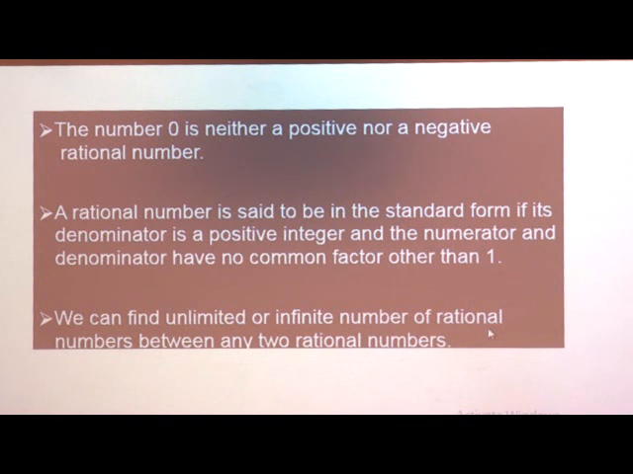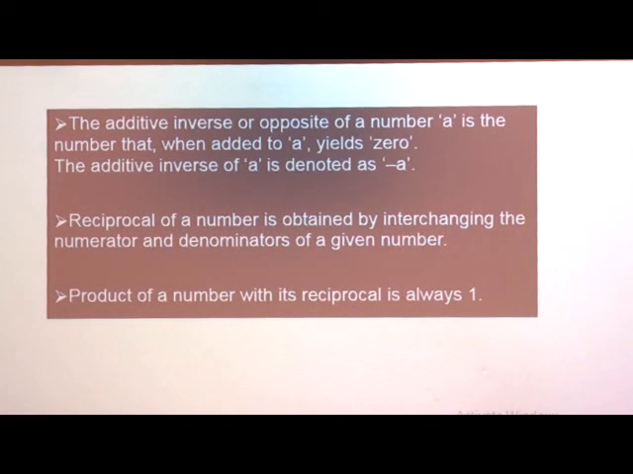We can find unlimited or infinite numbers of rational numbers. We have seen with various examples how to find 5 rational numbers between two given rational numbers. So, we can find an infinite number of rational numbers between any two rational numbers. We solved 2-3 examples related to infinite rational numbers, considering our own number in the denominator.